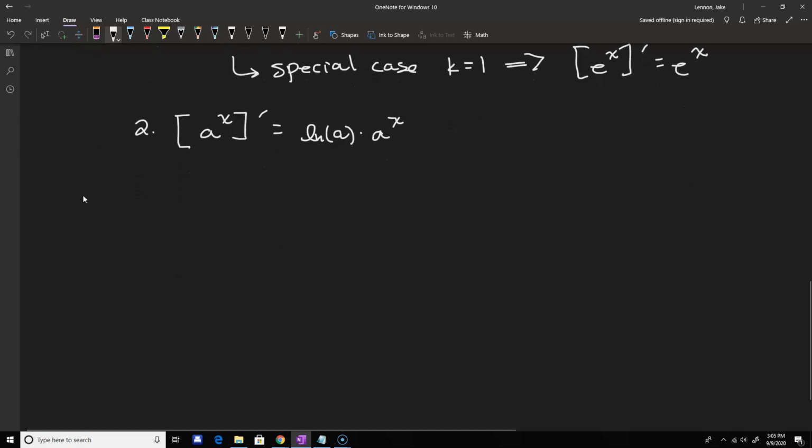We'd also need to add a constant for the general antiderivative, but let's go ahead and look at some examples with numbers just to make this a little more clear. So compute the antiderivative of each function.